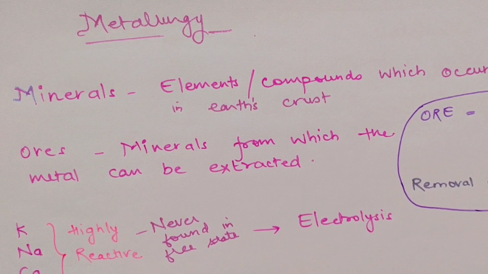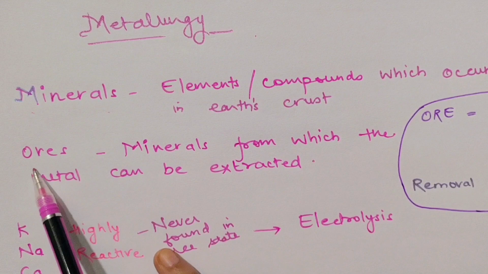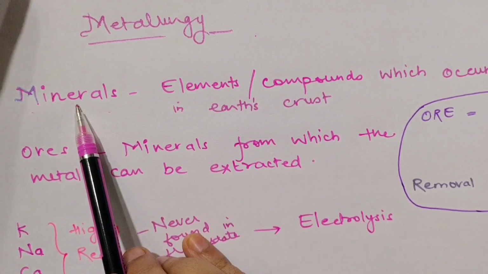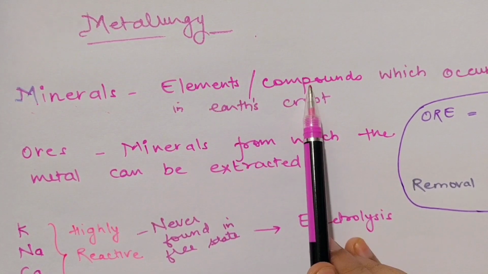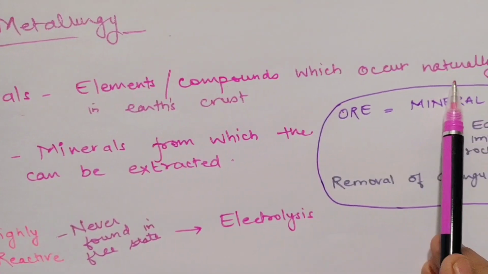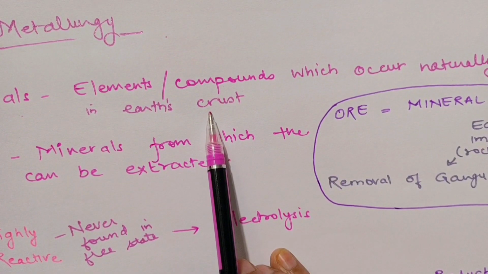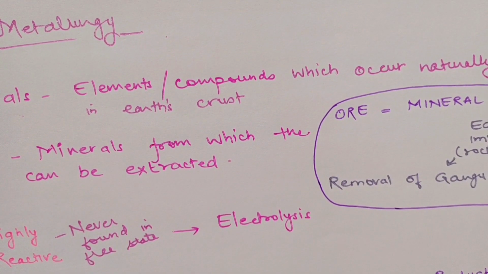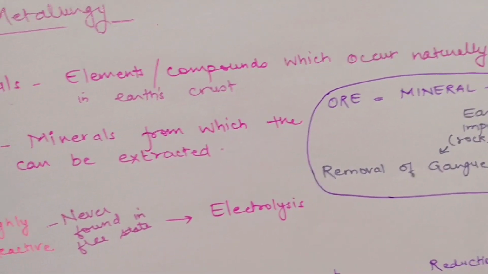Next, we would be talking about metallurgy. Metallurgy is the extraction of metals, right? Now, this topic we will take very quickly. First is minerals and ores. Minerals are the elements or compounds which occur naturally in Earth's crust. They can be elements or the compounds of elements which occur naturally in Earth's crust.